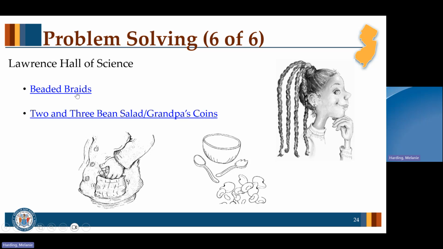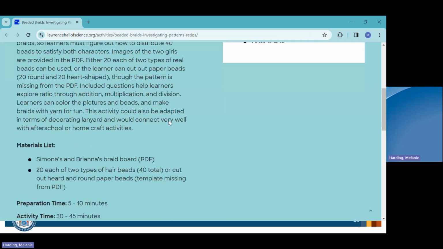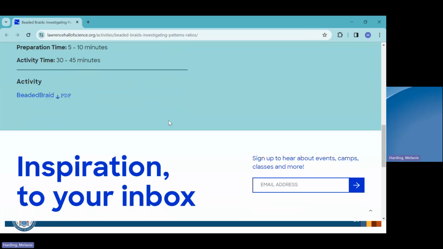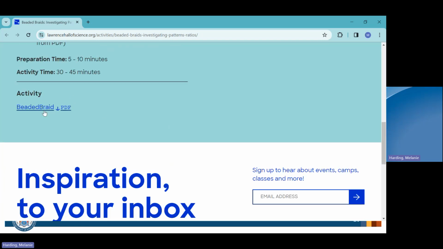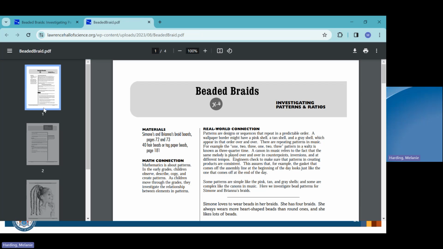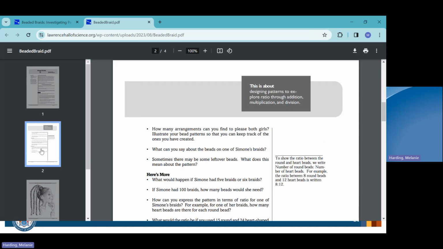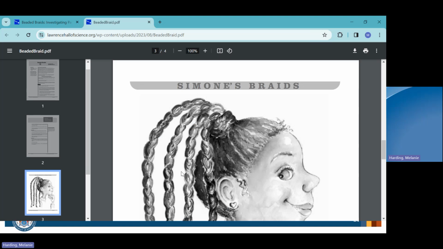These are a couple that I found that were something different than I didn't show in our problem solving video, but they're from the Lawrence Hall of Science, and they have so many fun activities there. This one's called Simone's and Brianna's Braids, and it gives you a PDF. And there's just so many different things you could do with these pictures. They give you activities you could do.